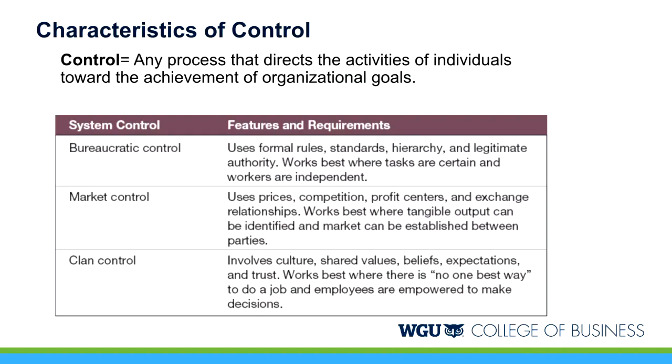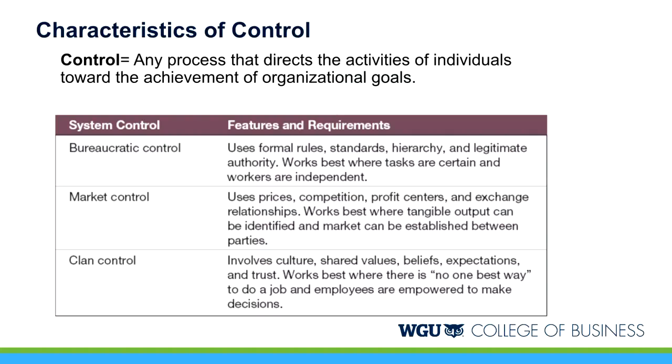And there's also market control. Okay, and there's a way of the market. Again, free market uses prices, competition, profit centers, exchange relationships, and works best where tangible output can be identified and a market can be established between parties. So you're using that market to decide how things interact, the control, the pricing and so forth. And there's clan control, and it involves culture, shared values, beliefs, expectations, and trust.